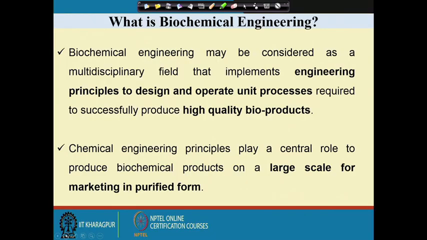Now, next is the biochemical engineering. What is biochemical engineering? Biochemical engineering may be considered as a multidisciplinary field that implements the engineering principles to design and operate the unit processes required to successfully produce high quality bioproducts.